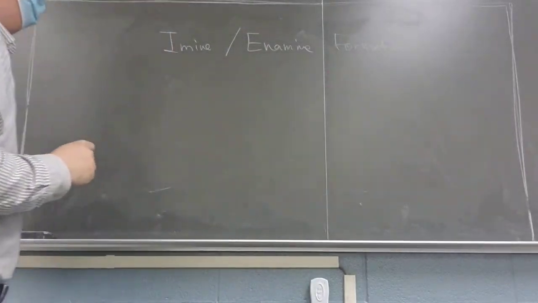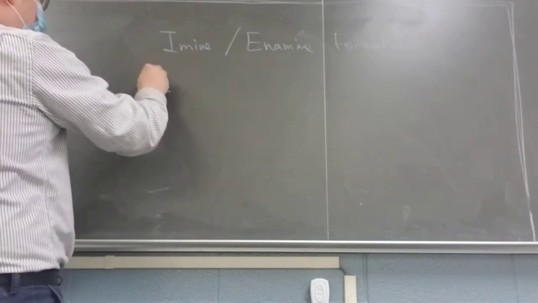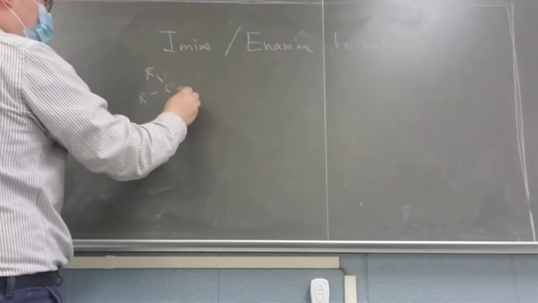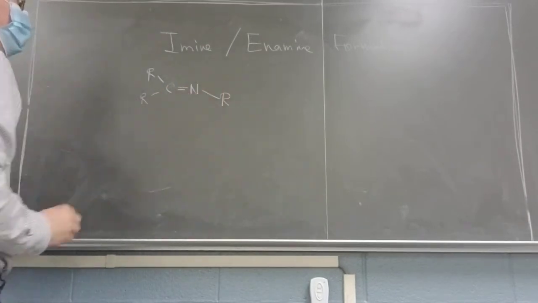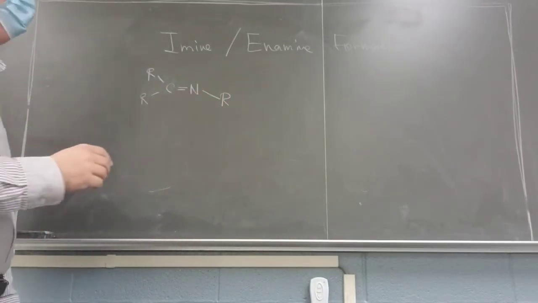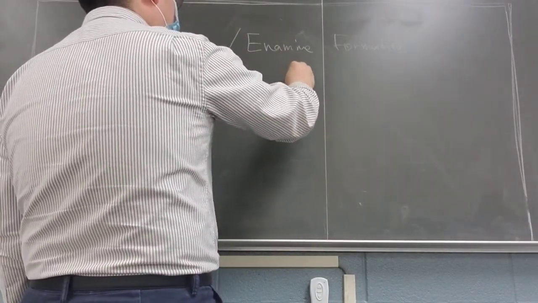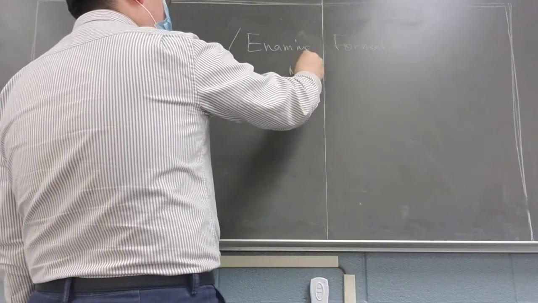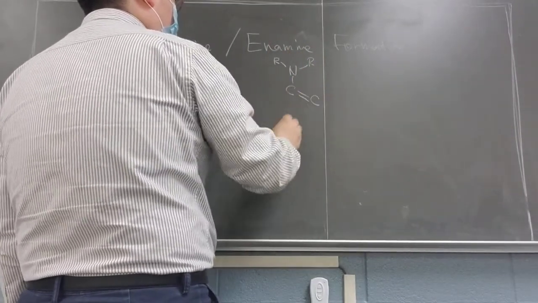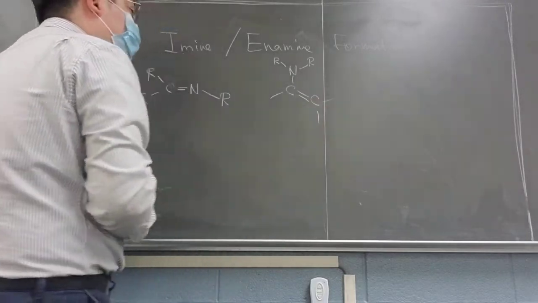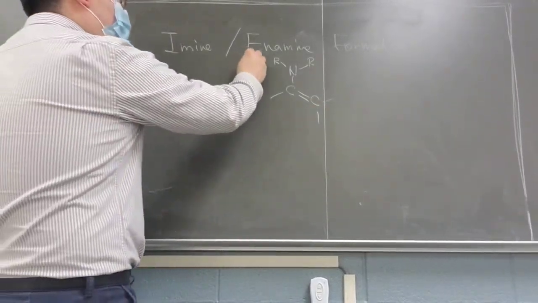Okay, so imine simply means you have a carbon with two R groups, but also a double bond with the nitrogen, and it has one R group. Okay. So this is an imine. Enamine means you have a carbon that is single bonded to the nitrogen with two R groups. It has a double bond to the neighboring carbon there. So we call this the enamine.